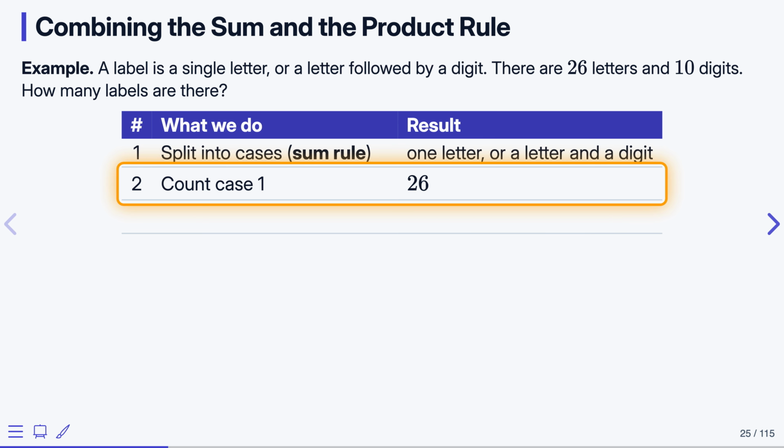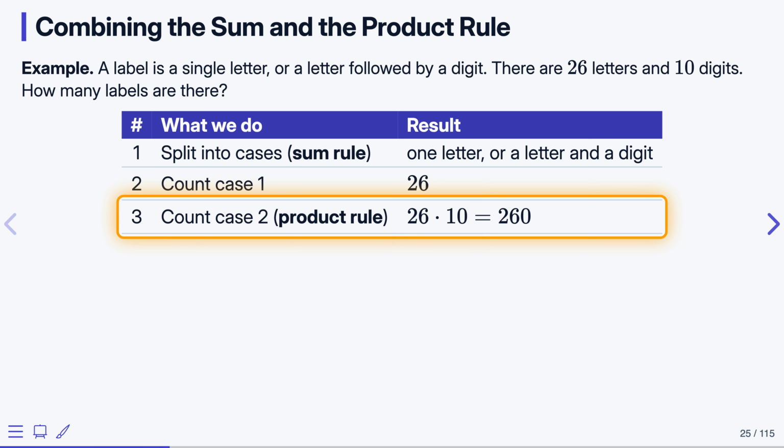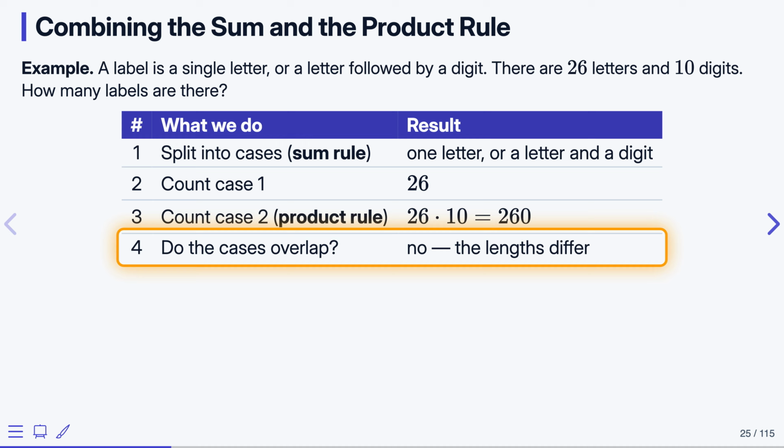Step 2, count the first case. A single letter has 26 choices. Step 3, count the second case. Pick the letter, then pick the digit. 2 steps in a row, so the product rule. 26 times 10 is 260. Step 4, check the overlap. A one-character label is never a two-character label, so nothing is counted twice.